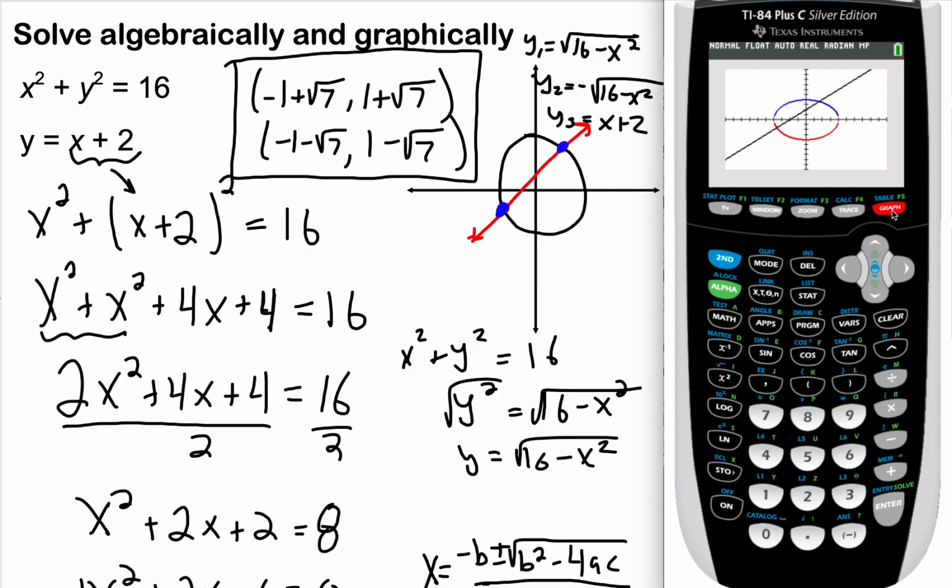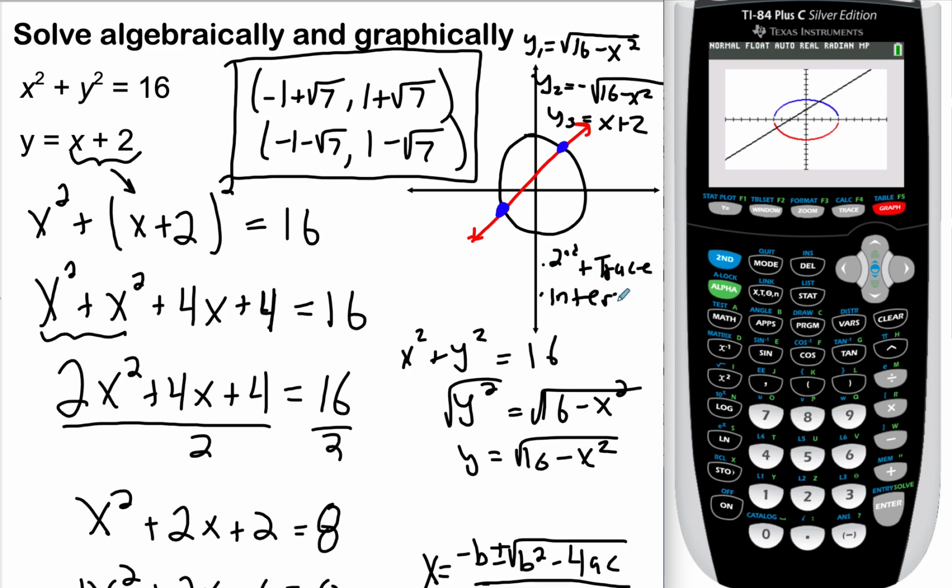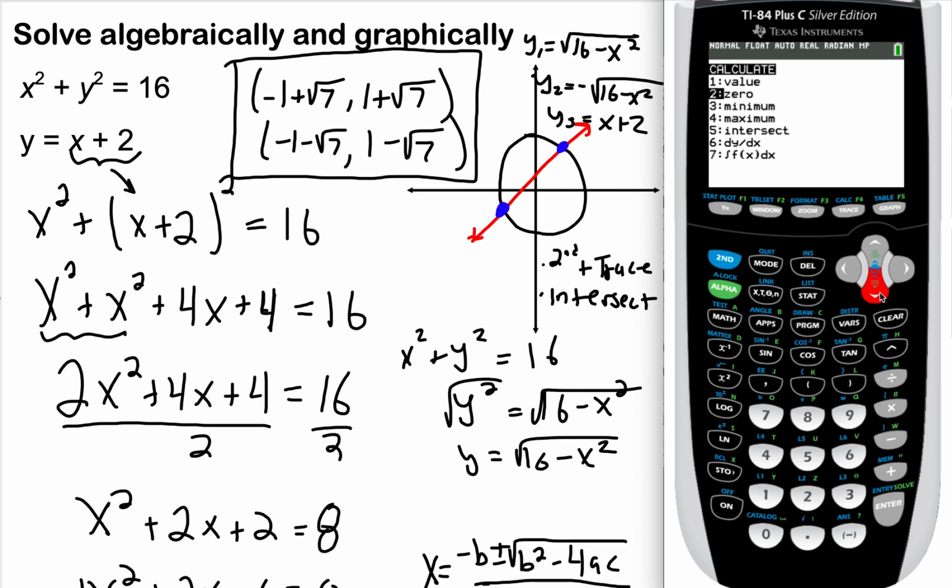Now remember, the intersection points are extremely important. I'll maybe write this down. Step 1, to do the intersection, press second plus trace to go to the calc window, and then we need to do intersect. So here we go. Second, trace, go down to intersect, or just press 5. We need to select the first curve.